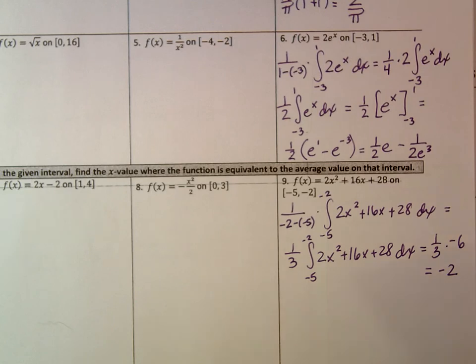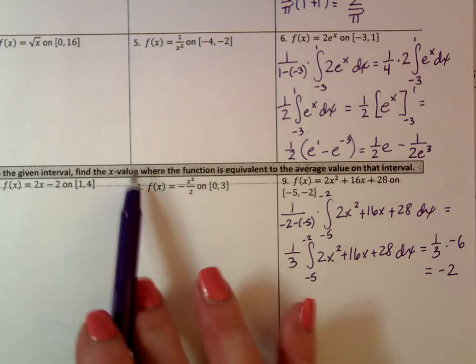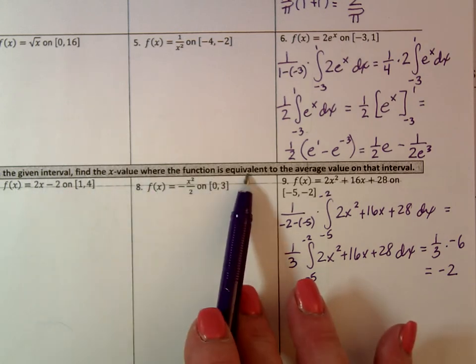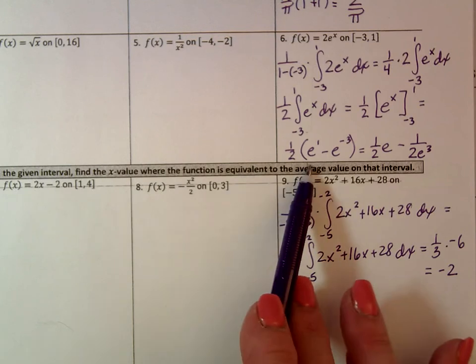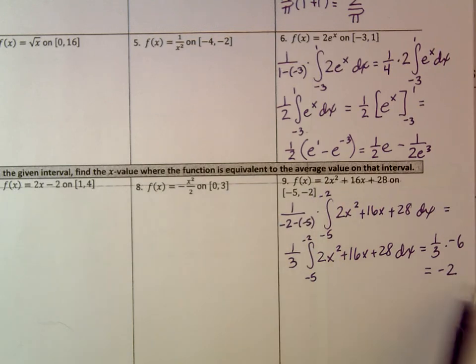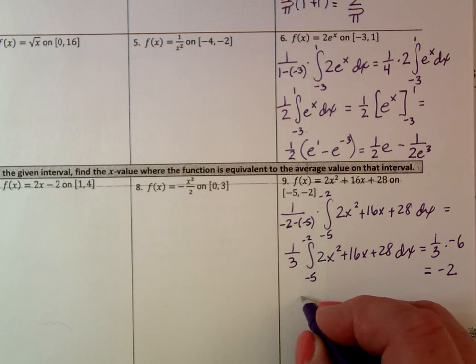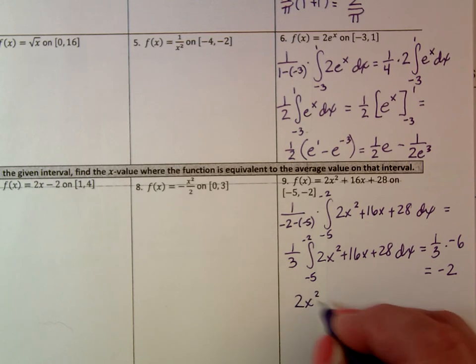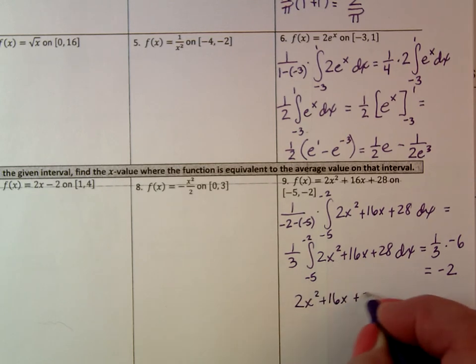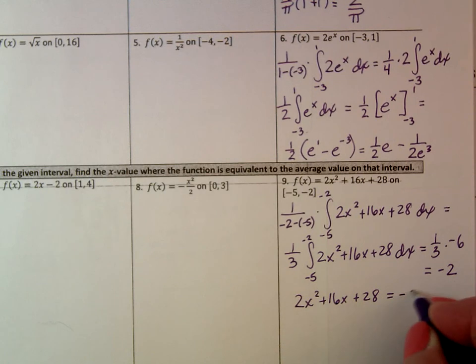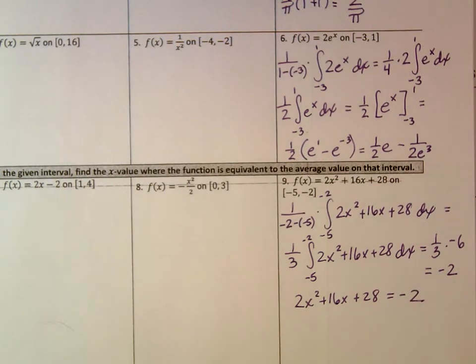All right, so on the given interval, find the x value where the function is equal to the average value. Well, the average value is negative 2. And you need to take the function, which was 2x squared plus 16x plus 28, and set it equal to the average value of negative 2 and then solve it out. Now, hopefully it'll factor, right?